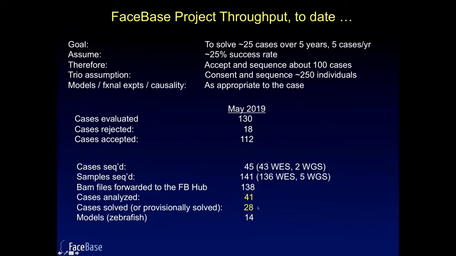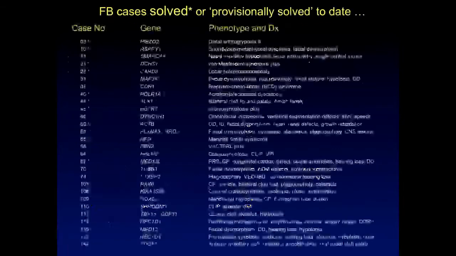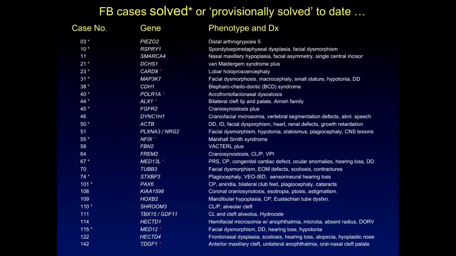And then we solved, or provisionally solved, and I'll explain what I mean by that, about 28 of them, which is a remarkably high average for these complex cases, we think. And then we have about 14 models that have been made, largely targeted deletions using CRISPR. So here's a summary of the 28 cases.